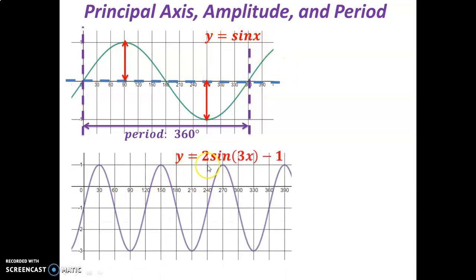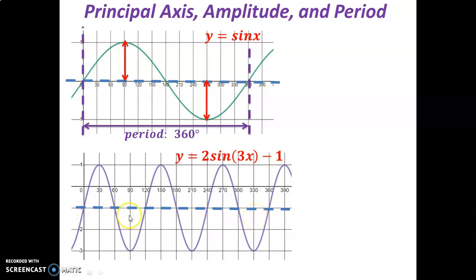Let's say we have this one, which now has parameters of 2, 3, and -1 here. How has it changed? Let's remind ourselves. First of all, the midline, or the principal axis, is now at y equals -1. The whole curve has shifted down 1, and that last parameter there tells us about the shifts of the curve.